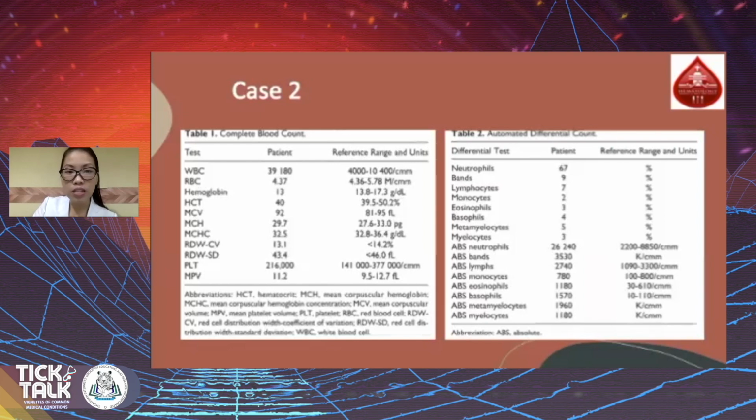His CBC is as follows. He has a hemoglobin level of 13, a normal platelet count of 216, and leukocytosis with the following differential counts. It seems that this patient is having all types of cells as reflected in his differential count. So that's showing all stages of maturation in correlation with his bone marrow.